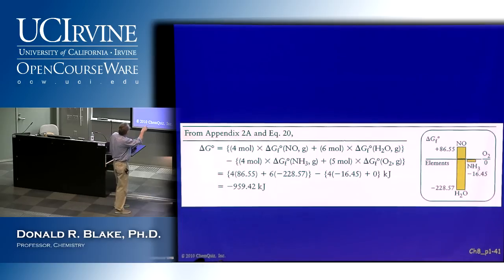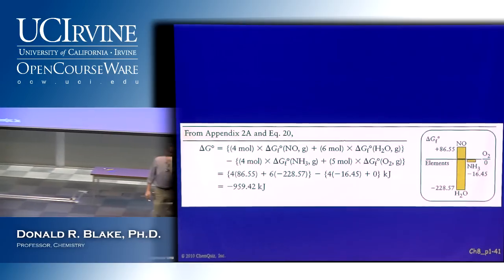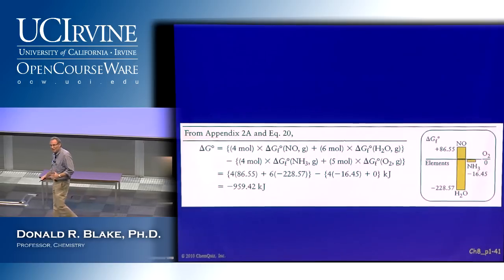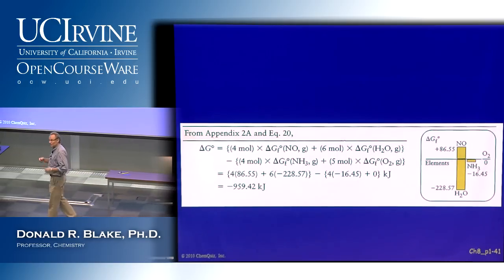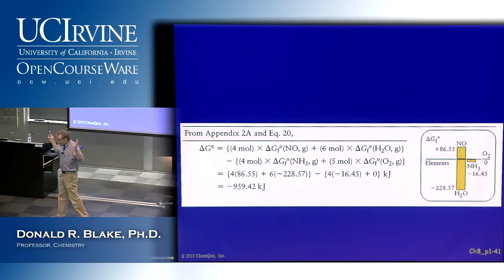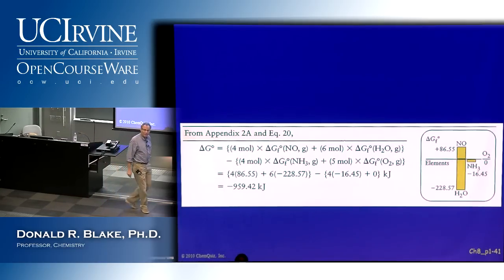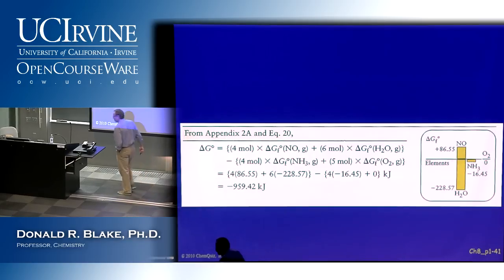So you work through this math and you come up with that the delta G is equal to about minus 960 kilojoules. Spontaneous? Heck yes. So folks, if you are given delta S's and delta H's, then you can figure out delta G. Or if you're given delta G's of formation, then just use them. It's a whole lot easier. Do we understand this? I don't know.